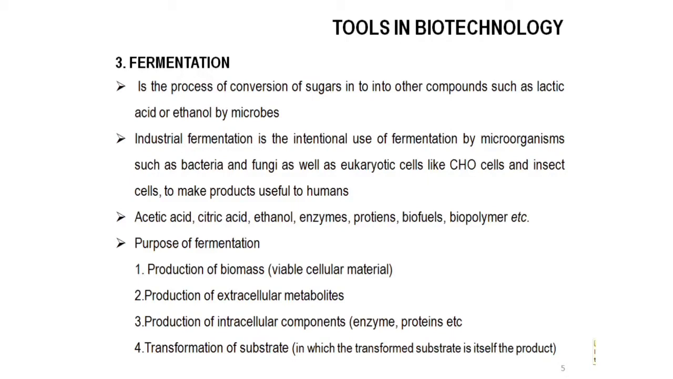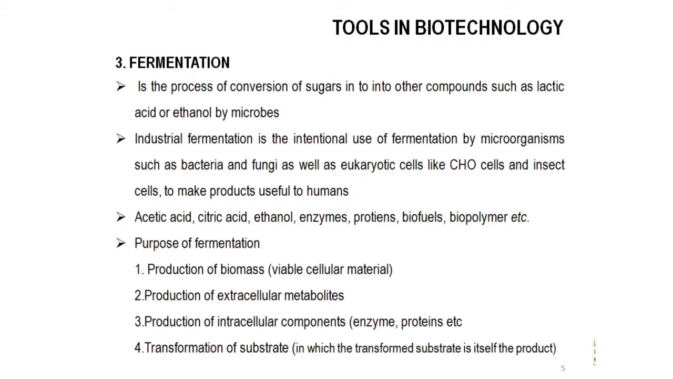Using industrial fermentation in biotechnology, we are producing acetic acid, citric acid, ethanol, enzymes, and proteins, including therapeutic proteins and other proteins, and we are also producing biofuels, biopolymers, etc. These are the purposes of industrial fermentation. We can produce biomass using fermentation, and substances like single cell protein, and we can produce extracellular metabolites like alcohol or acids.